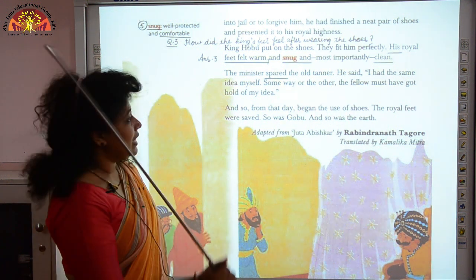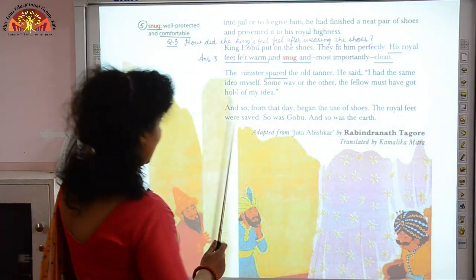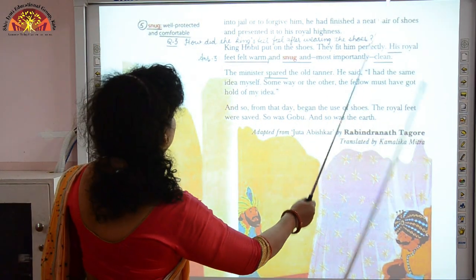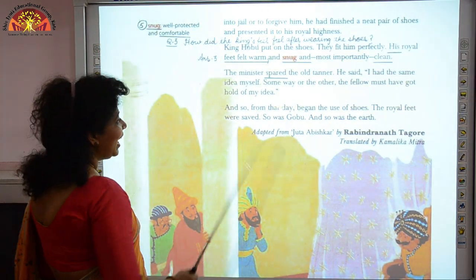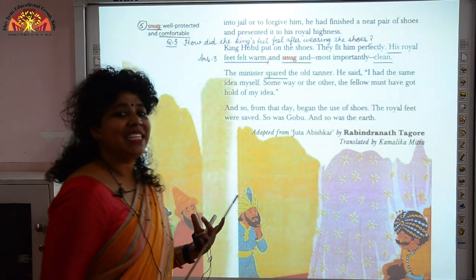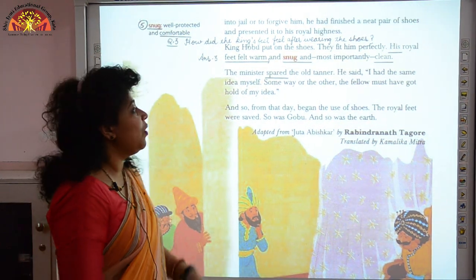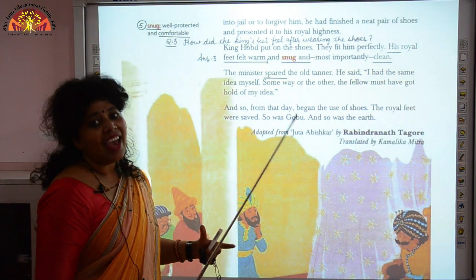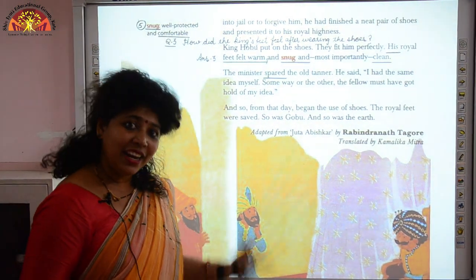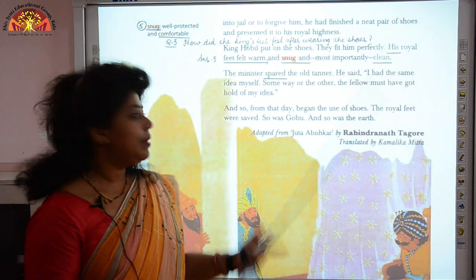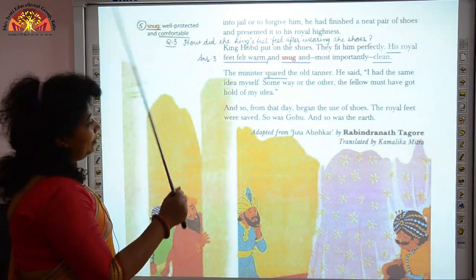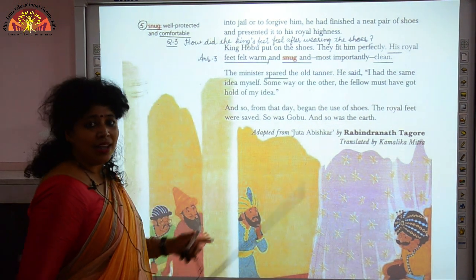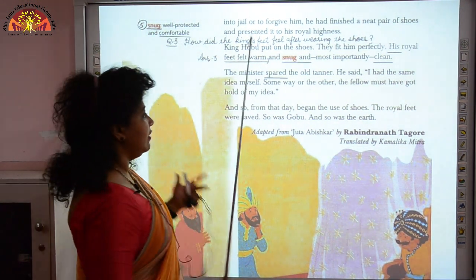The minister said, I had the same idea myself. Some way or the other, the fellow must have got hold of my idea. So the minister pretended that he already had the same idea that the tanner had, and he tried to take credit for the tanner's brilliant idea. And so from that day began the use of shoes. So this was the day when shoes were first made.